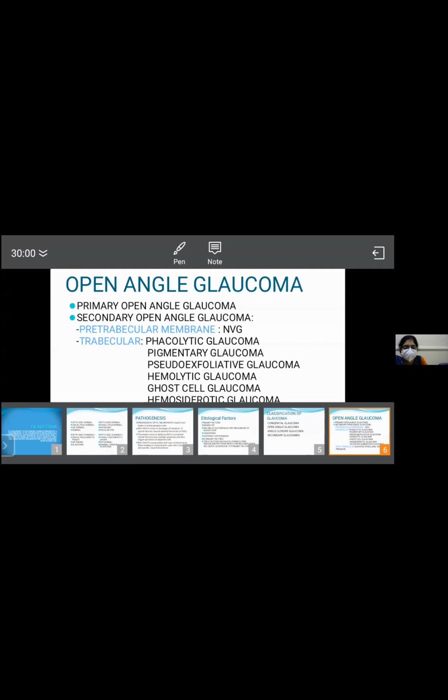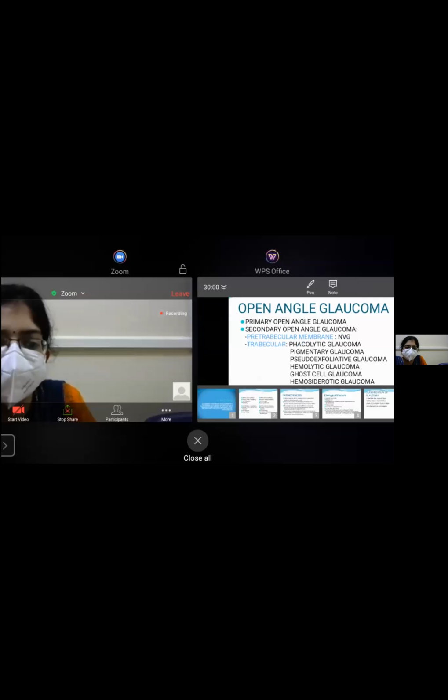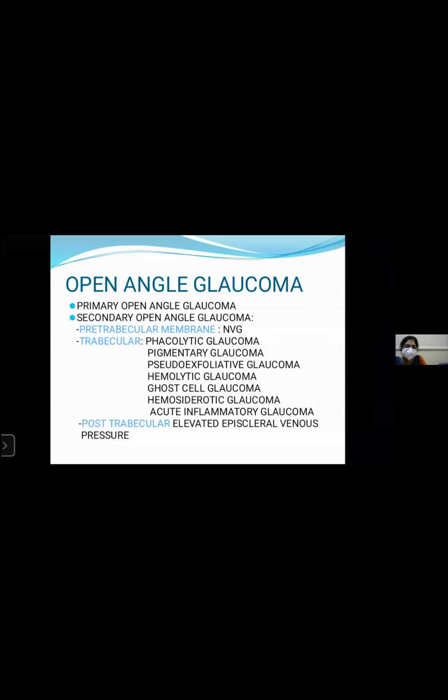And there is a small peripheral temporal island remaining because the peripheral nasal fibers are strongly resistant. So the temporal side is peripheral. And in the secondary open angle glaucoma, because of the different mechanism of intraocular pressure increase, there is a pretrabecular membrane where it covers the trabecular meshwork, and in that there is neovascular glaucoma.